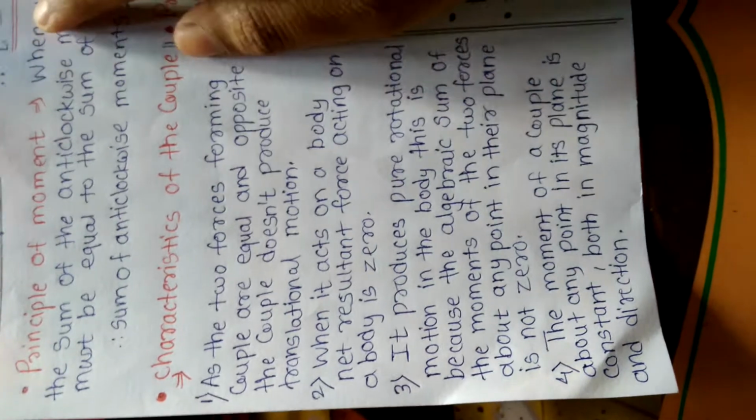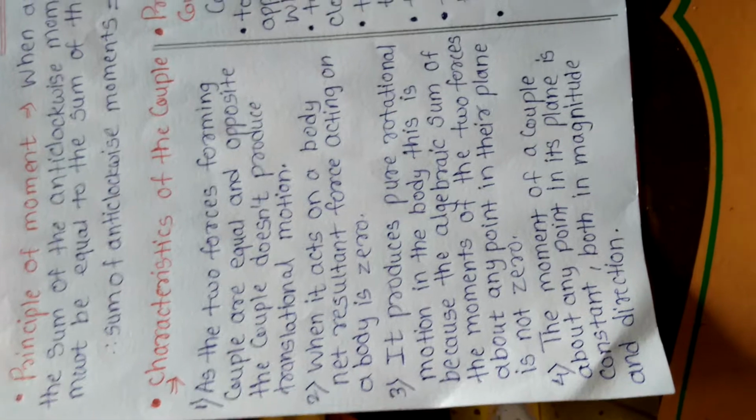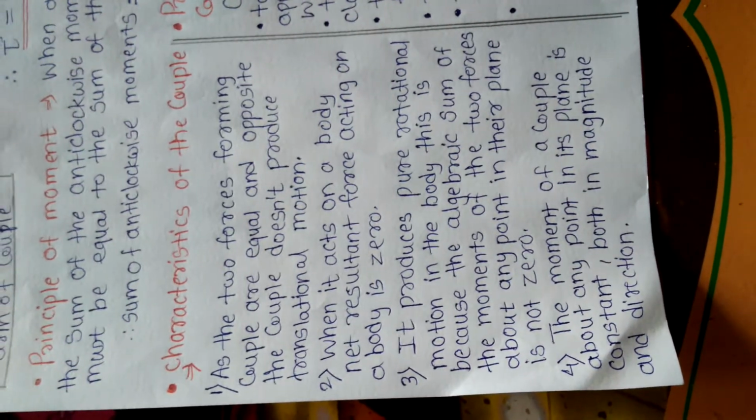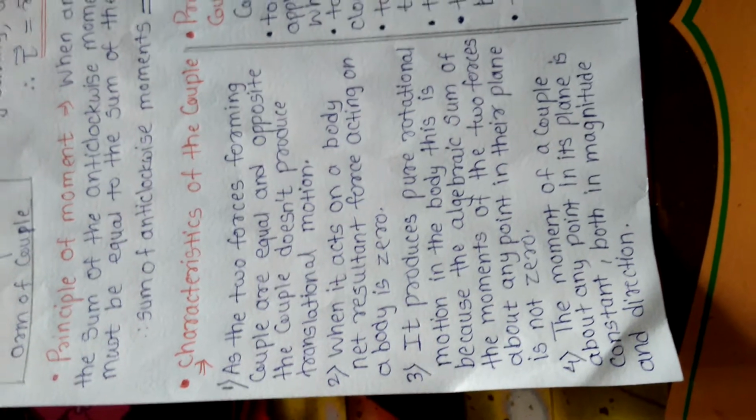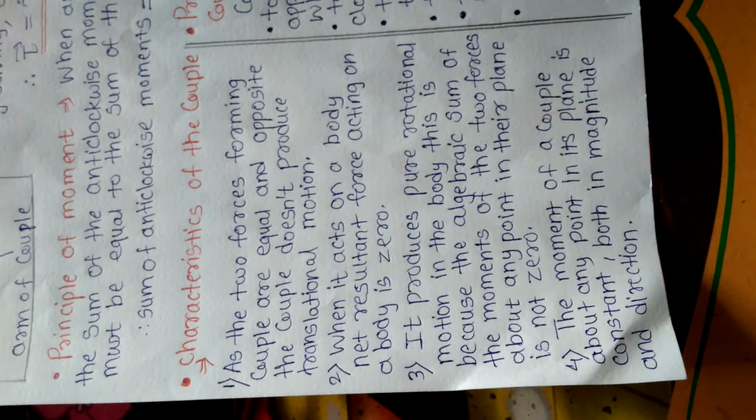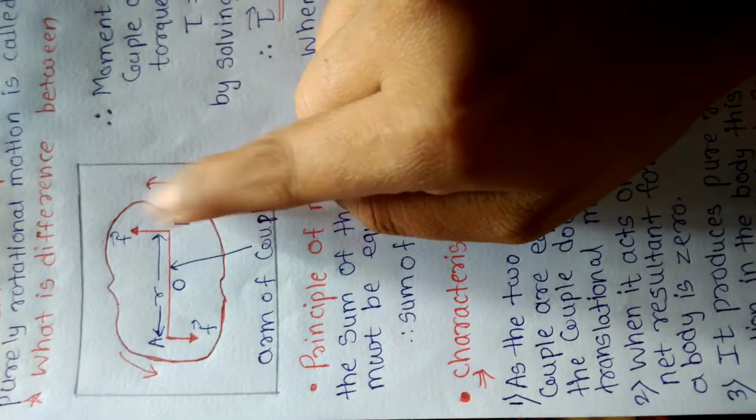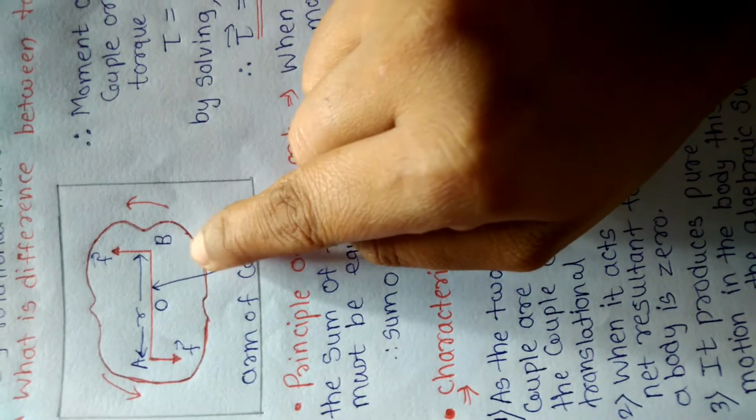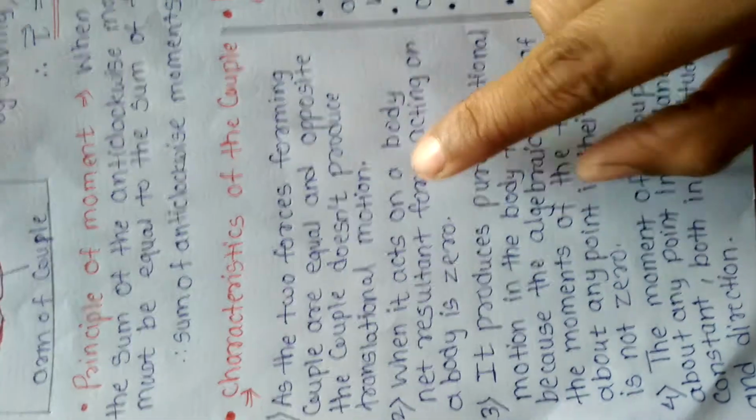Now an important point is the characteristics of the couple. First, as the two forces forming a couple are equal and opposite, the couple doesn't produce translational motion, it only produces rotational motion. Second, when it acts on a body, the net resultant force acting on the body is zero. The magnitude of both forces is the same but the direction is opposite, so when we find the net resultant force, it will be zero. That is the second point.